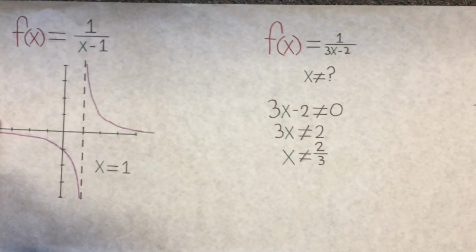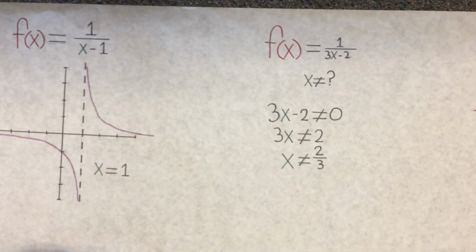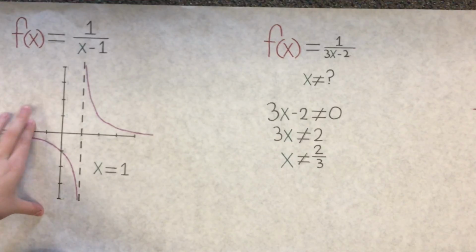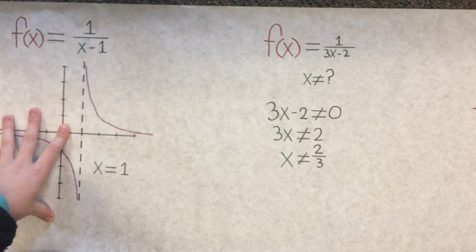Let's try something with a slightly more complex denominator. Here we have f of x equals 1 over 3x minus 2. So what can x not equal? To find that out, let's set the denominator equal to 0. 3x minus 2 cannot equal 0. We know that much because it is the denominator. So if we solve for x, we have 3x cannot equal 2, and x cannot equal 2/3. So our asymptote is 2/3.